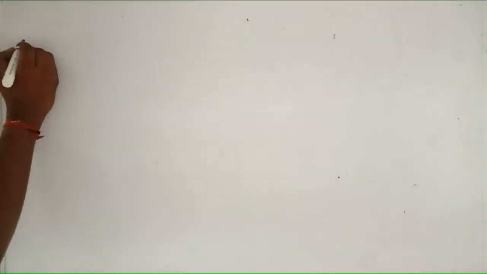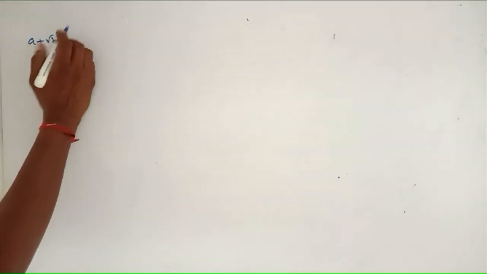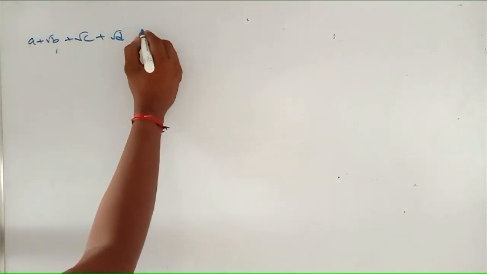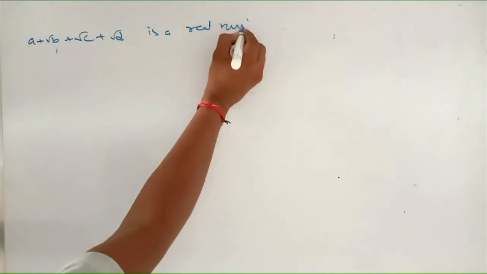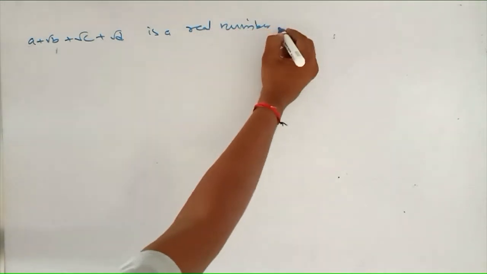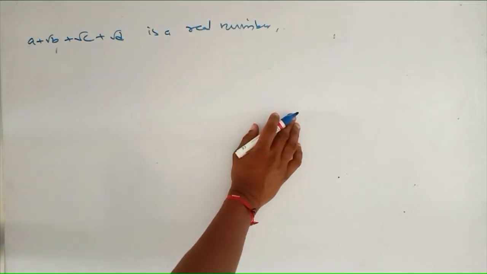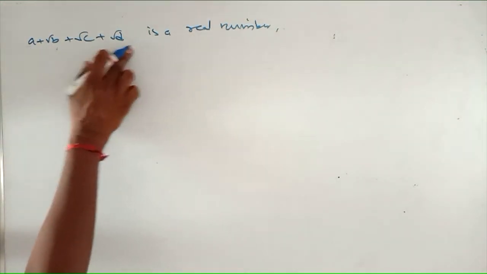So here I am considering a plus root b plus root c plus root d is a real number, where a is a rational number, and root b, root c, root d are irrational numbers or surds. Now I have to find the square root of this trinomial. This is the trinomial surd.